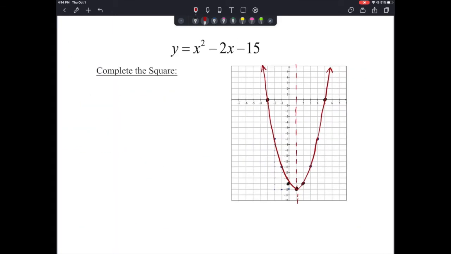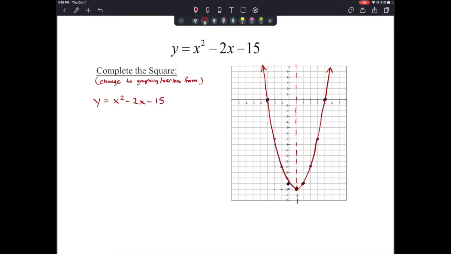Now let's compare that to completing the square. If we wanted to graph this just using this method, remember completing the square is where we need to change it to vertex form or graphing form. And this is the skill that you just learned how to do in the previous lesson. So we'll take it here and we'll say y is equal to x squared minus 2x minus 15.